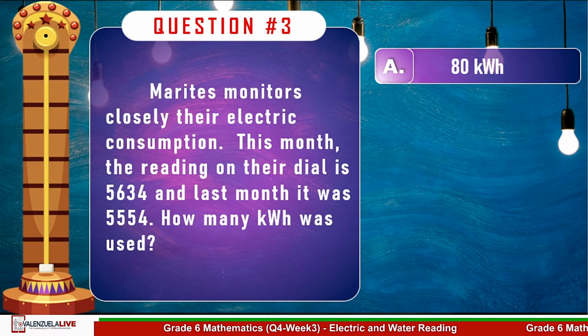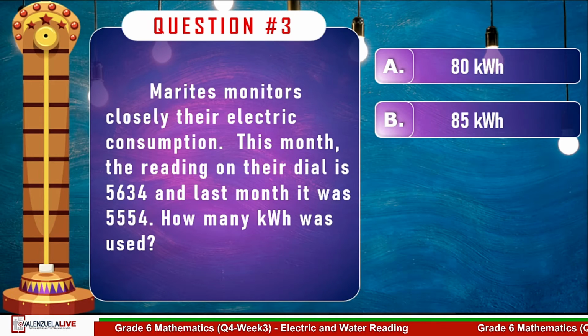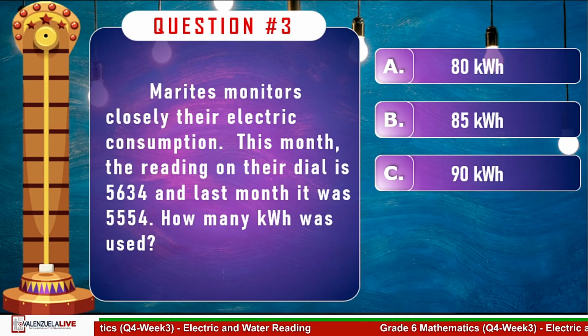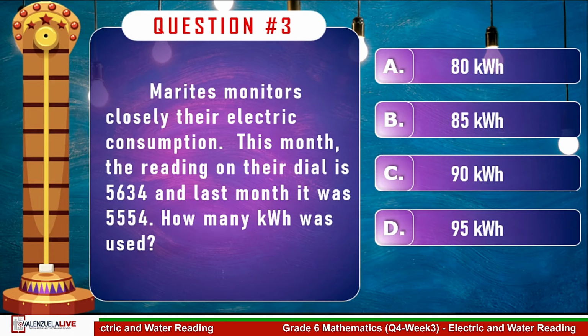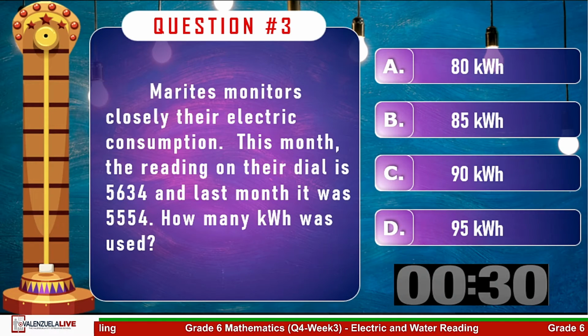Letter A, 80 kilowatt hours. Letter B, 85 kilowatt hours. Letter C, 90 kilowatt hours. And letter D, 95 kilowatt hours. Your 30 seconds. Timer starts now.